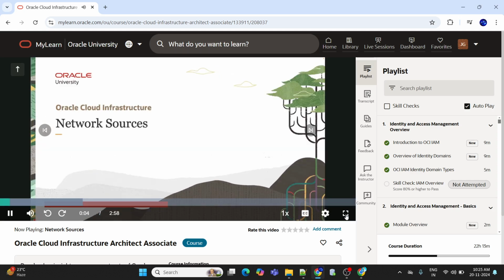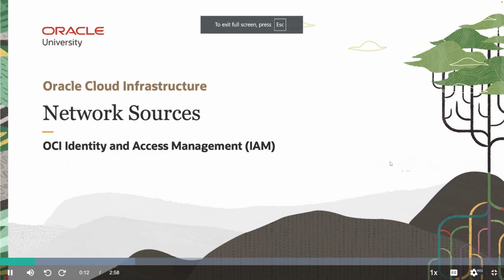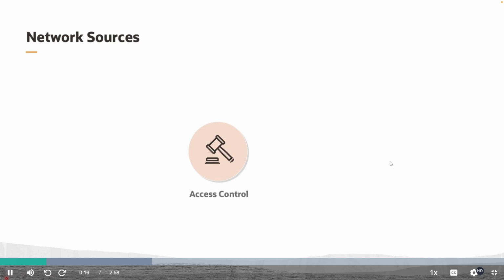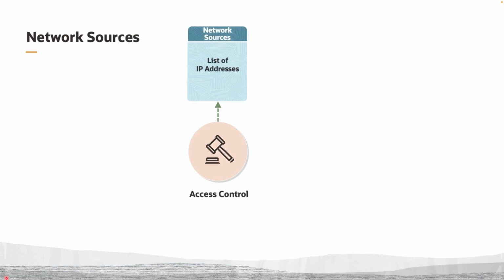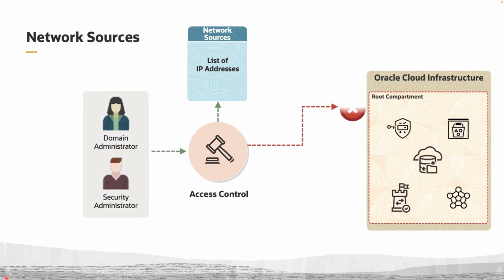Hello and welcome to this lesson on network sources. In this lesson, we will explore how to use network sources for managing access in OCI. So let's get started. Network sources is a mechanism to control access based on originating IP addresses. Think of it like a gatekeeper who allows access to your resources only if the request is from the IP addresses that you have specified.